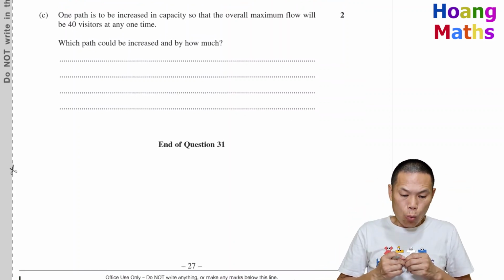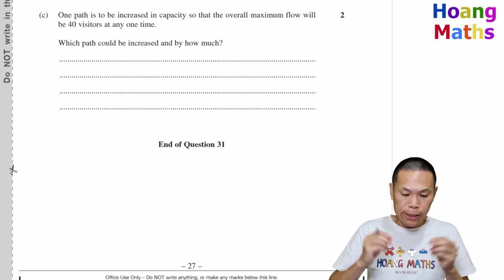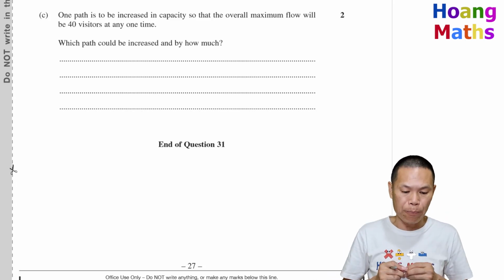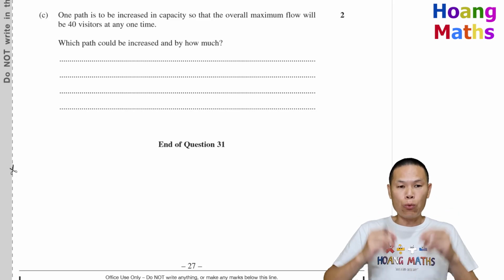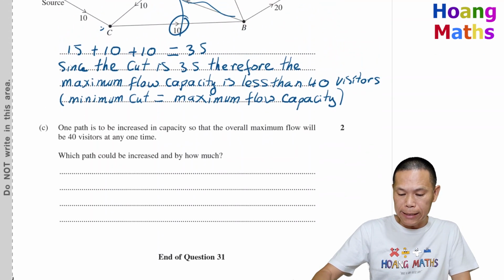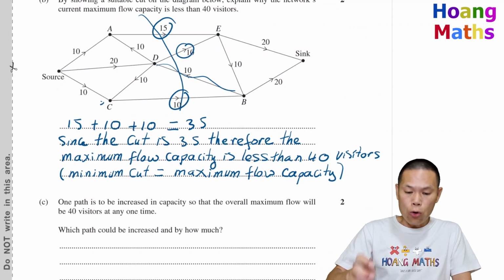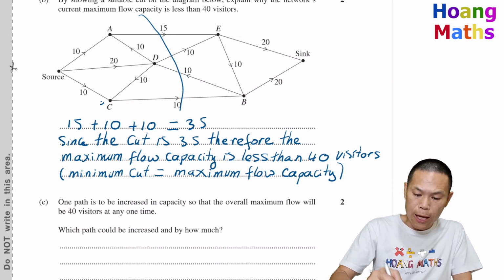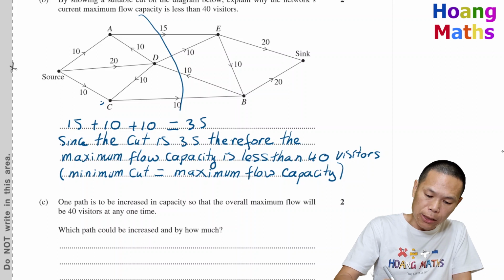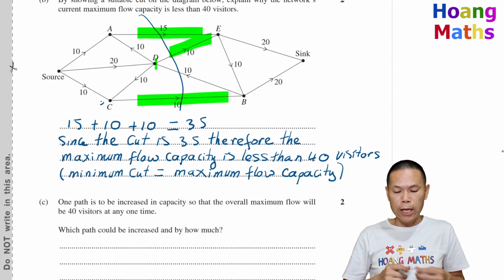Part C. One part is to be increased in capacity so that the overall maximum flow will be 40 visitors at any one time. Which part could be increased by how much? We need a flow capacity of 40, and at the moment it's 35. So in order to increase flow capacity, we need to focus on the minimum cut part. This one here, we need to focus on, and this is not a cut, so we can ignore that.